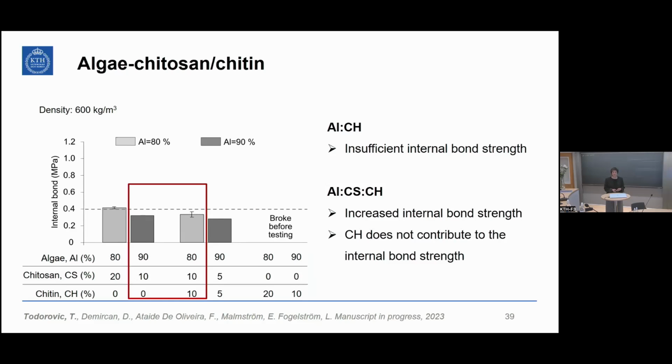When we added chitosan to the adhesives, the strength increased. And what showed that chitin is not contributing to the strength is that when adhesives had the same amount of chitosan, for example 10%, the strength was similar, irrespective of chitin in the adhesive.